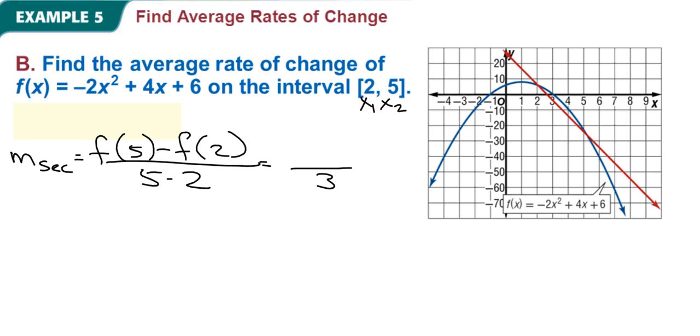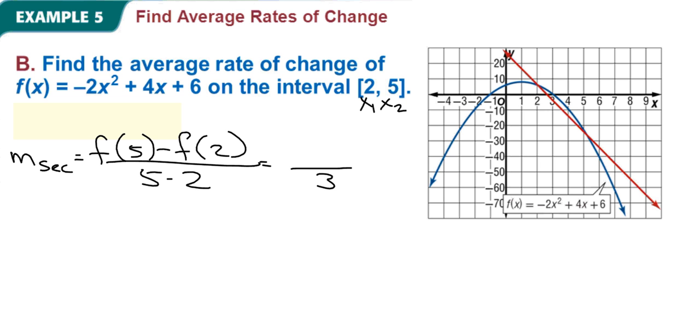Actually, wait. It works out if you do f of 2 minus f of 5, as long as you do 2 minus 5 there. You'll just get negatives there. Are you ready for me to look at it? Okay, so let's look at it and see what happens.